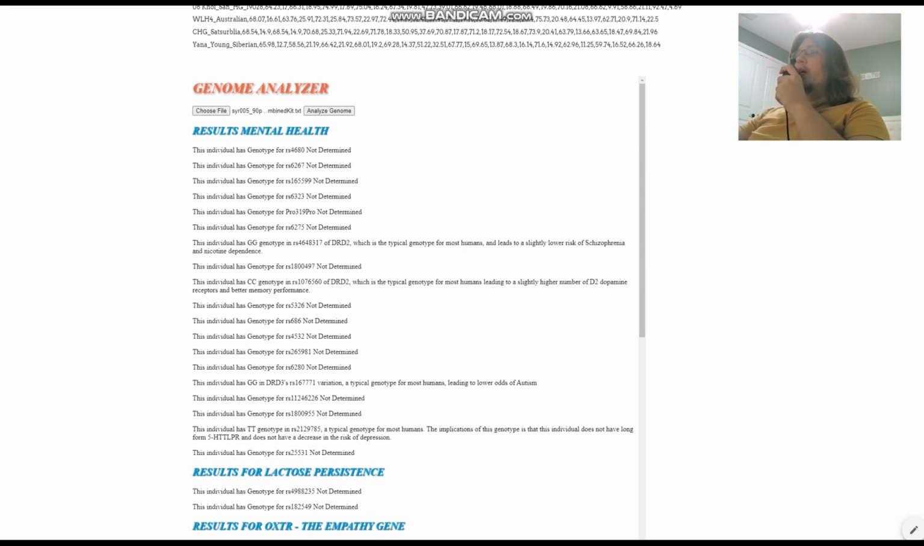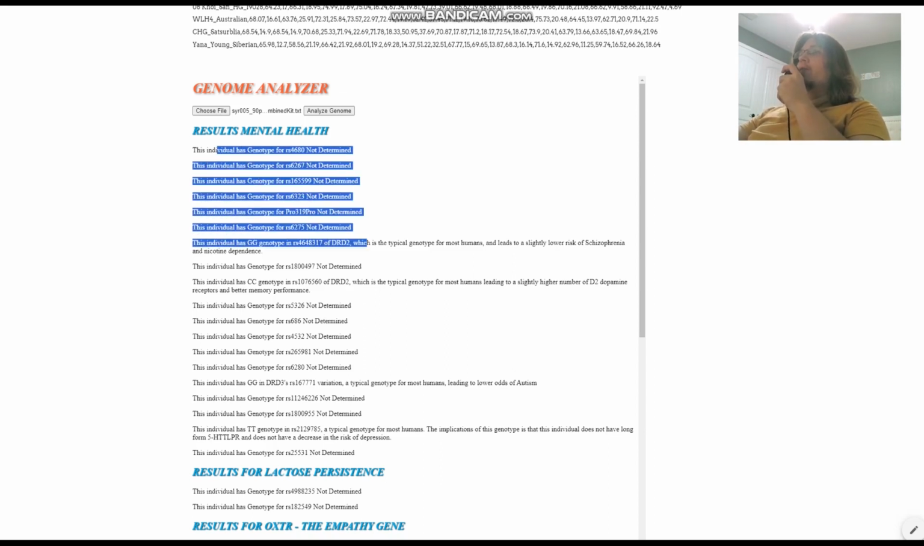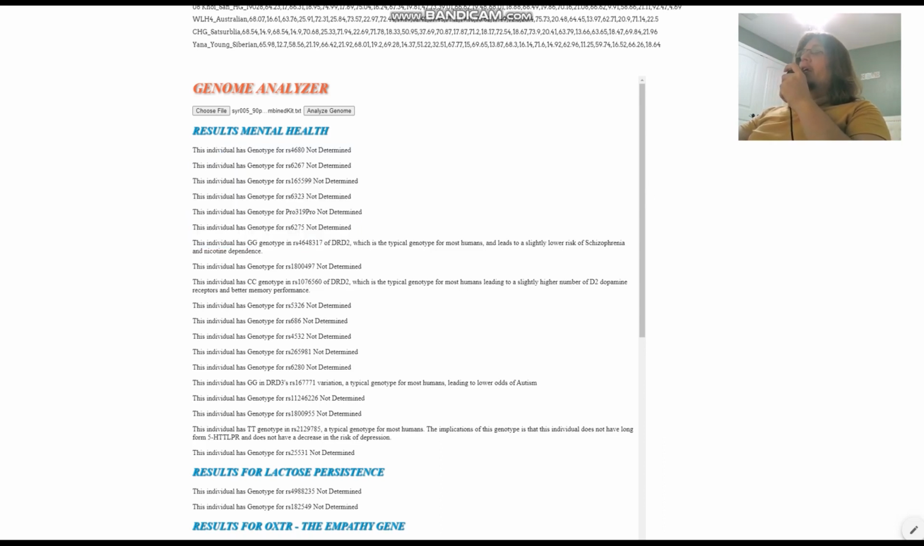on my website. Now, he's not genotyped for most of these variations. It's a pretty low quality file, but we'll be taking a look at the variations he was genotyped for. So for example, let's start with this one. He's got GG here in DRD2. And this is the typical genotype for most humans and leads to slightly lower risk of schizophrenia and nicotine dependence.